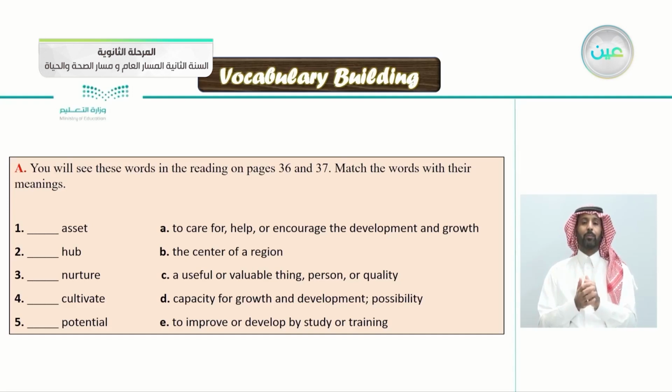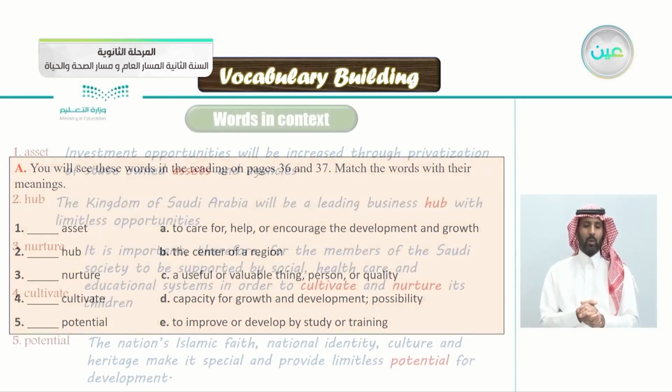Match the words with their meaning. So we have 5 words and 5 meanings here, and we will be matching them together with the correct meaning. Asset, hub, nurture, cultivate, and potential. So here we have 5 words. We have to connect them with their correct meanings.